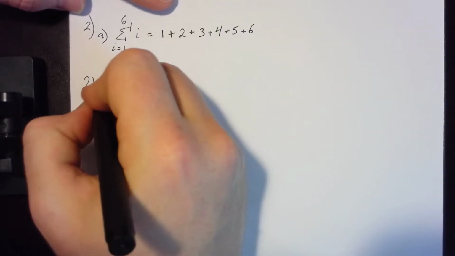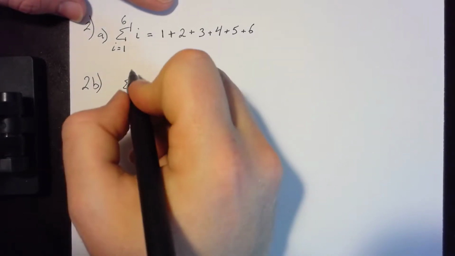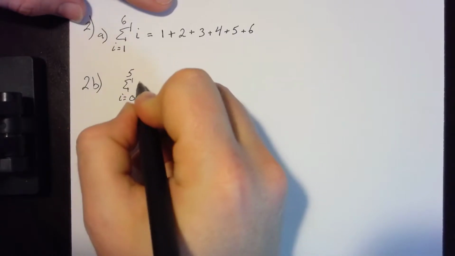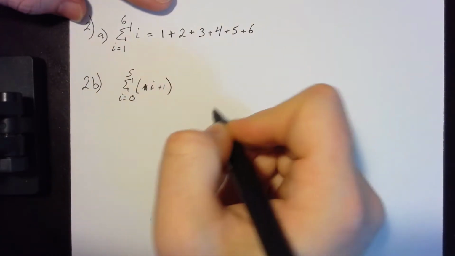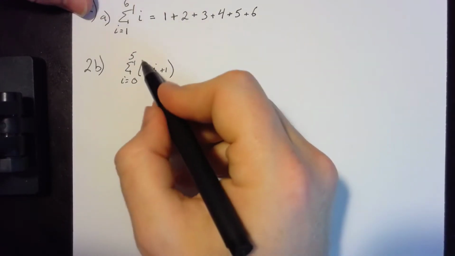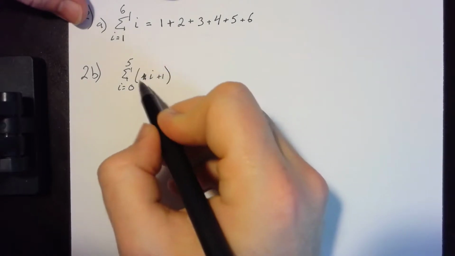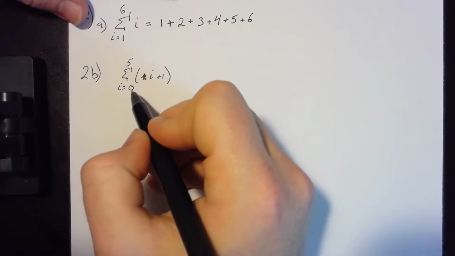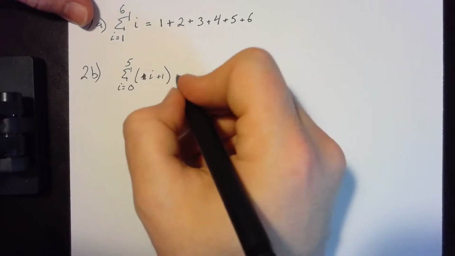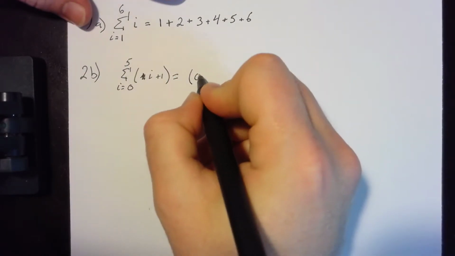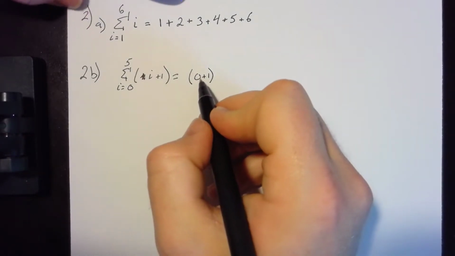For 2b, we're looking at the summation such that we start at I equals 0, and we go out to 5, and the function I'm playing with is I plus 1. Now, you'll notice that the parentheses around this sigma notation tell me that I'm going to do this entire function at 0, and then 1, 2, 3, 4 until I get to 5. So I'm going to plug in 0 first. When I plug in 0, I get 0 plus 1. Now I know you can simplify this here, but I'm going to leave it out so you guys can see the pattern.